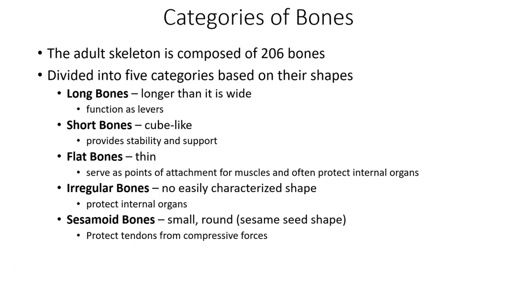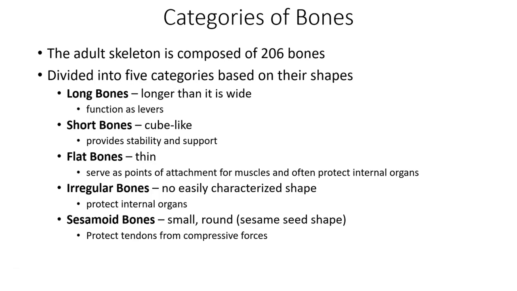Again, the name is pretty self-explanatory here. These are bones that just don't fit very well into the previous 3 categories. So these are not easily characterized shapes. Their main job is to help protect some internal organs. So things like the vertebrae that protect the spinal cord. A lot of the bones in our face are going to be irregular bones. We'll talk about some of these in our next lab unit. But there's no one general function that is going to perfectly cover every single irregular bone, but most of them do offer some protection to internal organs.